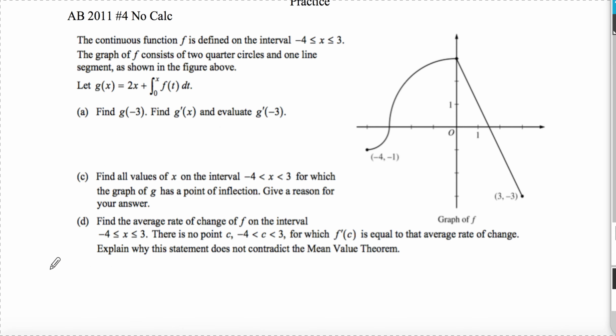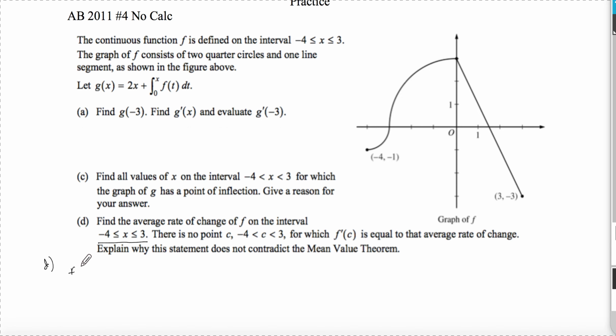And lastly, D. Find the average rate of change of f on the interval -4 to 3. So I can do that. Average rate of change, I recognize that as our slope formula, right? That's a phrase we just got to be able to recognize here.